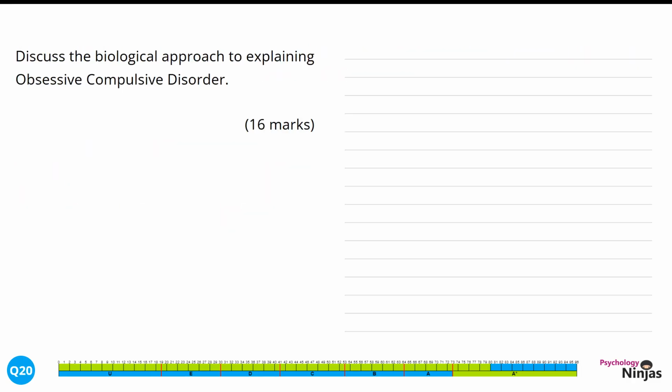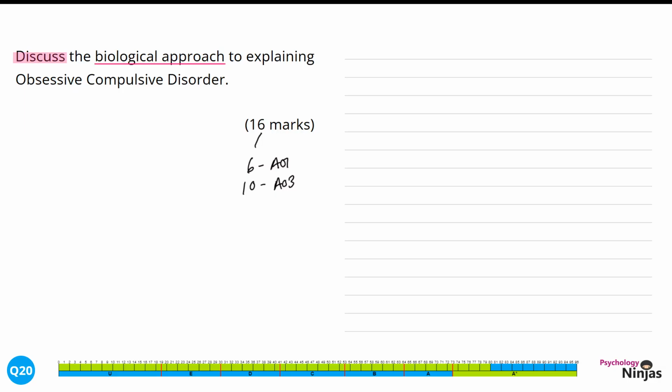Discuss the biological approach to explaining obsessive-compulsive disorder, 16 marks. Here we have the command word discuss. This means we both need to describe and evaluate in our response. We're focused on a biological approach to explaining OCD for our marks. This breaks down into 6 marks of explanation or AO1 and 10 marks of evaluation in terms of strengths and weaknesses, which means we need more evaluation than explanation in order to balance our response.